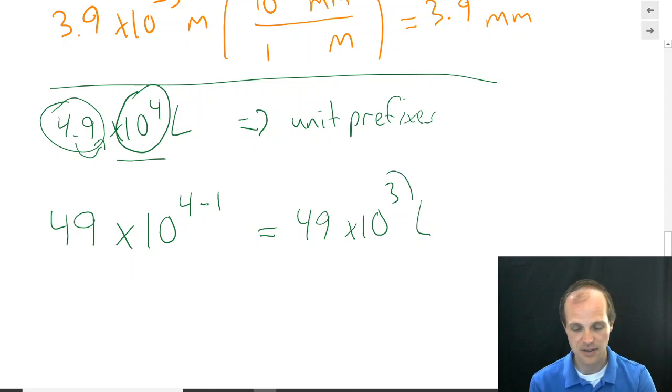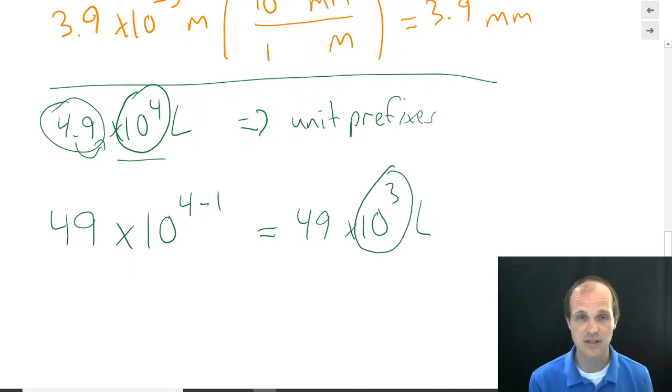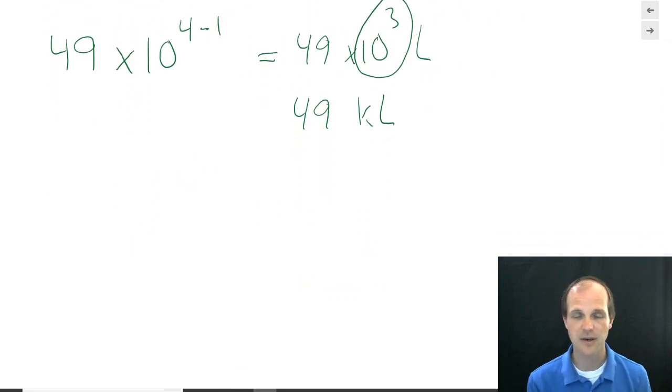Now 10 to the third does match one of our prefixes, and so we're good. 10 to the third matches kilo. And so we end up with 49 kiloliters, and we can just substitute that straight in, or we could do it the math way, doing the conversion. Cool. So there we go. If we've got a number where the exponent doesn't match, we can go ahead and just move the decimal point to the right, change our exponent by subtracting 1, and then see what happens.